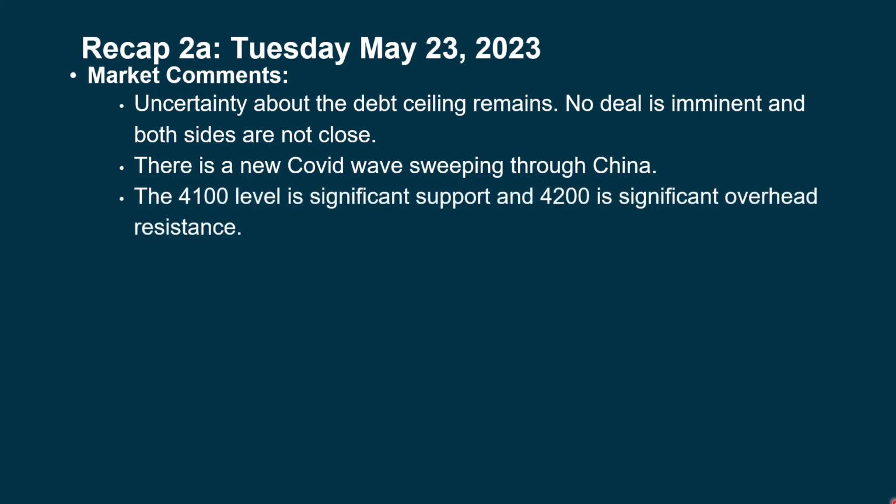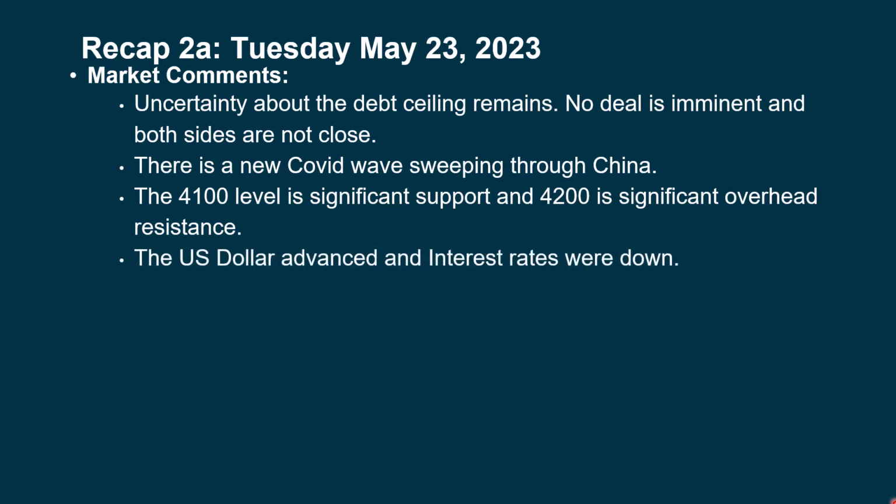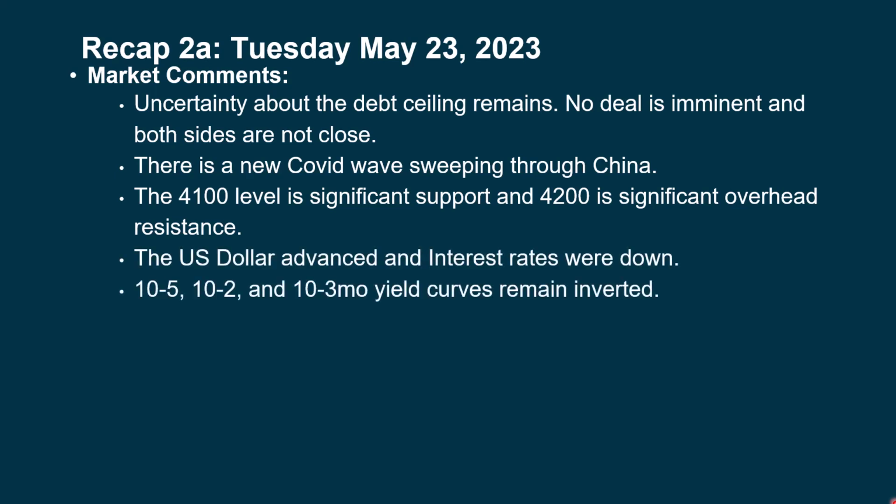The 4,100 level is still providing significant support. That's if we continue to fall. We're still having a lot of trouble getting above 4,200 as overhead resistance. The dollar was up and interest rates were down. We have the 10 to the 5, the 10 to the 2, and the 10 to the 3 month, which all remain inverted with their yield curves. Sentiment is still positive, though.